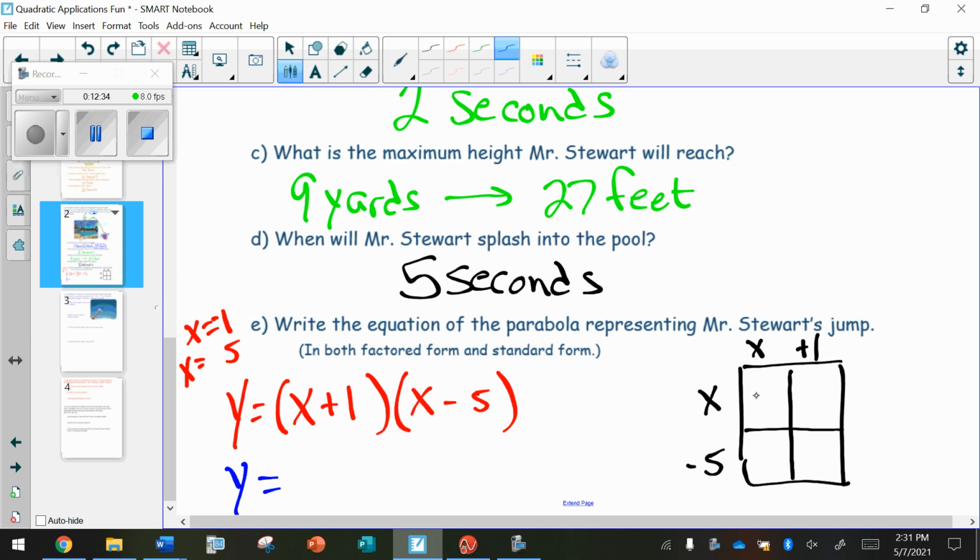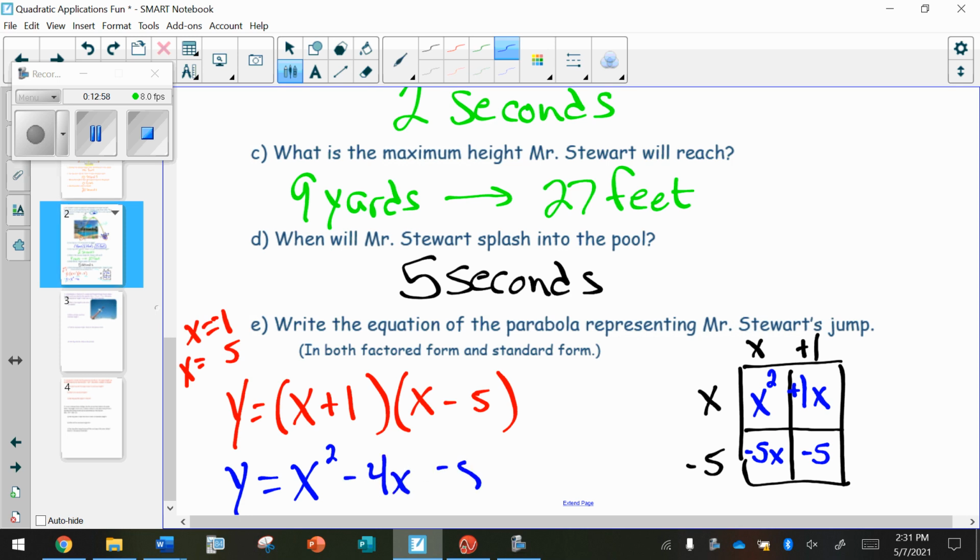All right, so x times x is x squared. X times 1 is a positive 1x. X times -5 is a -5x. And -5 times a positive 1 is -5. So this becomes x squared. And then -5x plus 1x is -4x.